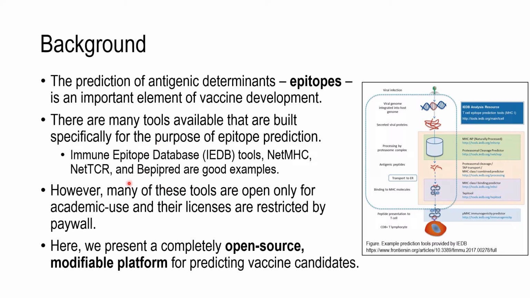However, many of these tools are open only for academic use, and their licenses are restricted by a paywall, which means if you're non-academic or from a business background, you have to actually pay to use these tools. And our research here aims to build an open source, modifiable platform for predicting vaccine candidates.